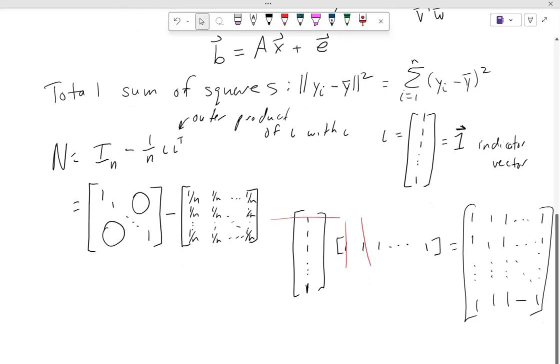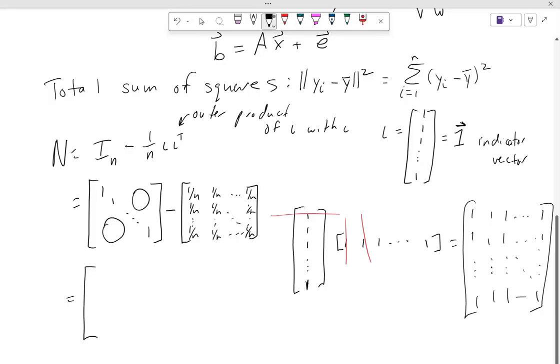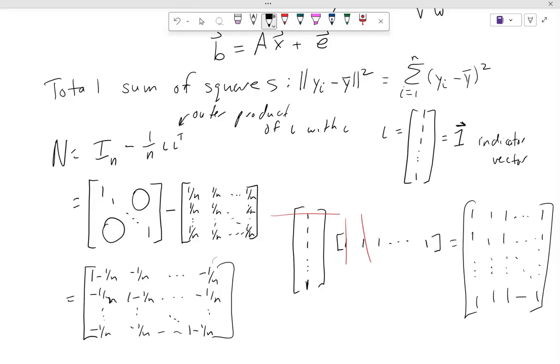And now subtract it. Well, the only place that you're really doing any subtraction of any consequence is on the diagonal, right? So your diagonal is going to look like 1 minus 1 over n all the way down. Every other entry is going to be a negative 1 over n. Whew, that was a long way to get to that.